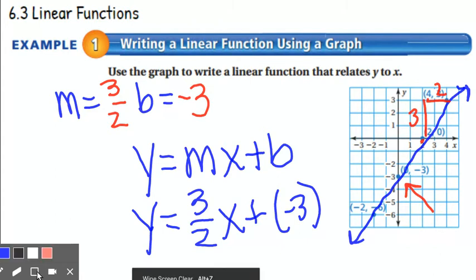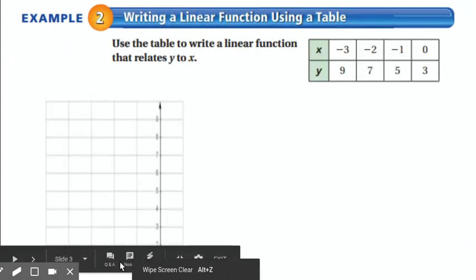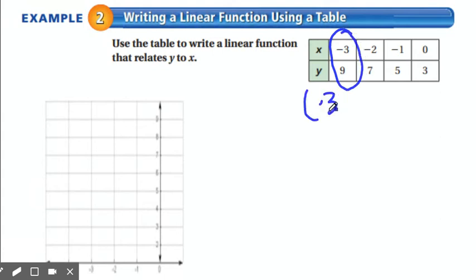Now, example 2 is a little bit different. Let me get that pulled up on the screen. So for example 2, they want us to use this table to plot the points and then kind of figure out what the equation is from there. So remember, these are xy coordinates. So that's the same as -3, 9.